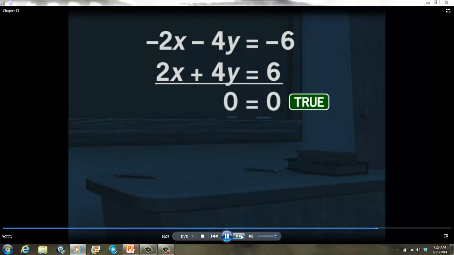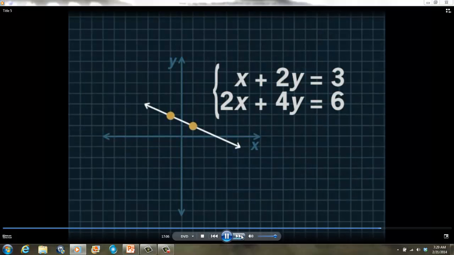Now what? Don't you remember, Roxy? When in doubt, graph it out. Let's look at the graph of this system. As you can see from the graph, the lines representing these equations are the same. This system has an infinite number of solutions, all the ordered pairs on the line.